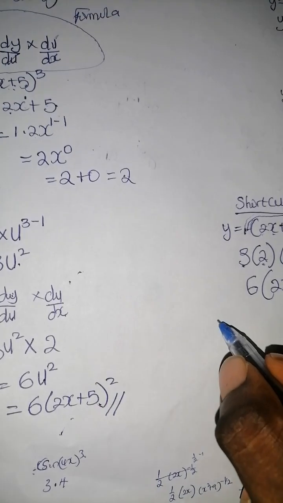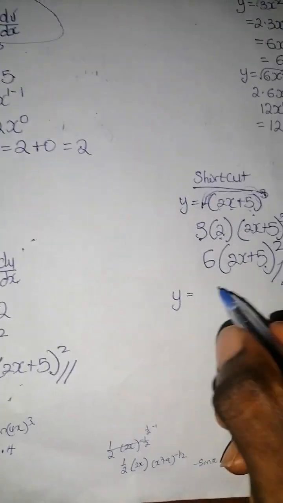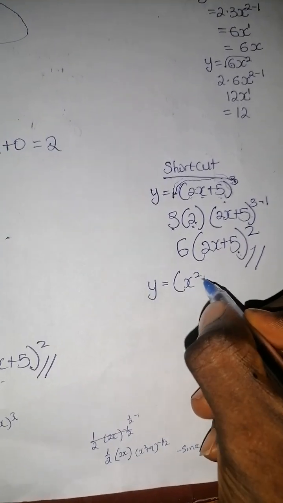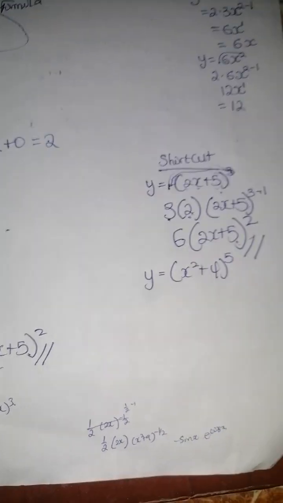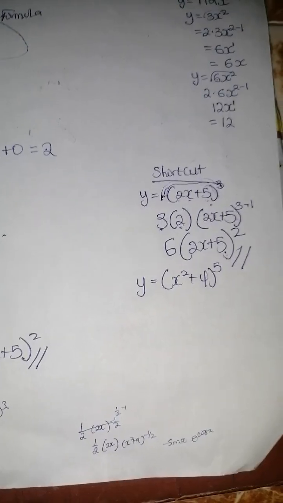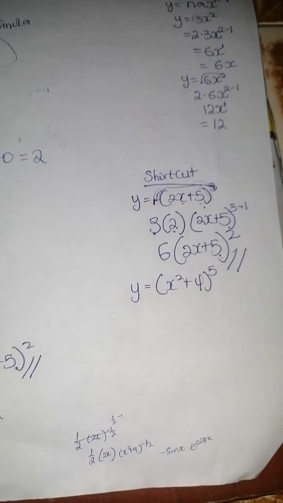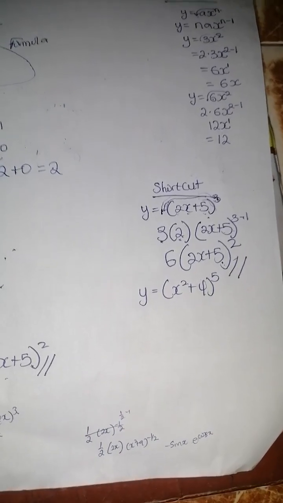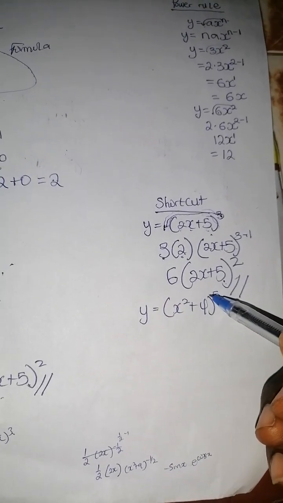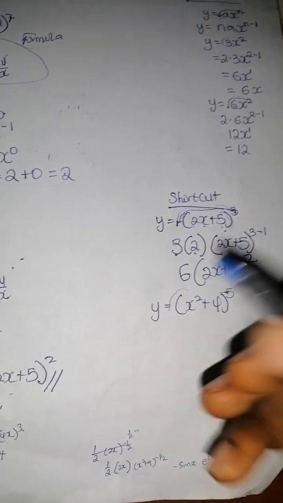Let us try the next question. y equals x squared plus 4 raised to power 5. Again, I am going to use the shortcut to solve this. You can solve it using the long cut and see for yourself. But let me use the shortcut to solve this. Now, again, bring this 5 down here.